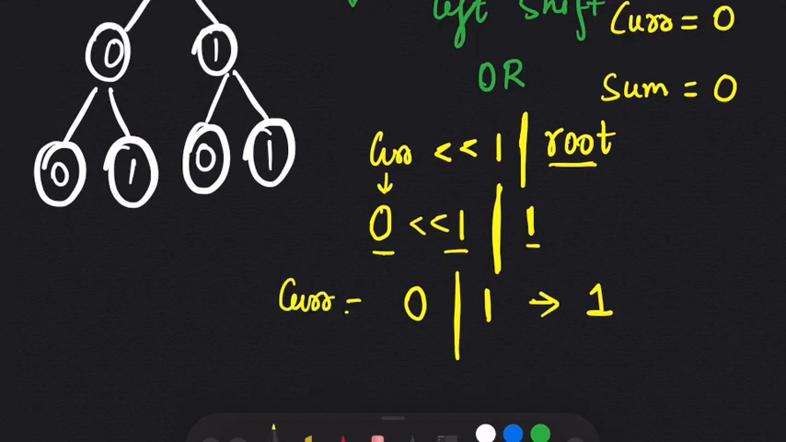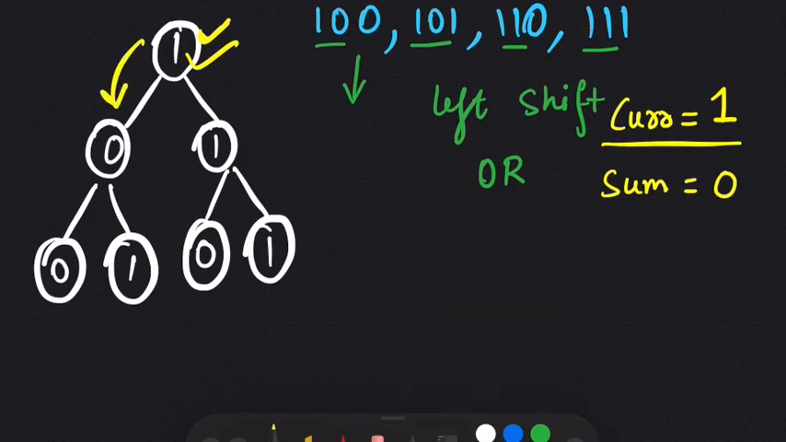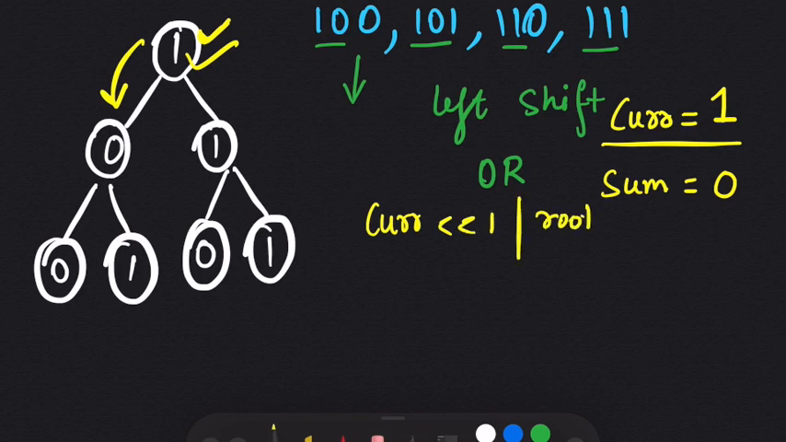So the value of our cur now becomes 1. And we move to the left node, which is 0. Again, we are going to do the same thing. Cur left shift 1 or the value of root. So our cur is now 1. 1 left shift 1 or the value of our root, which is now 0.